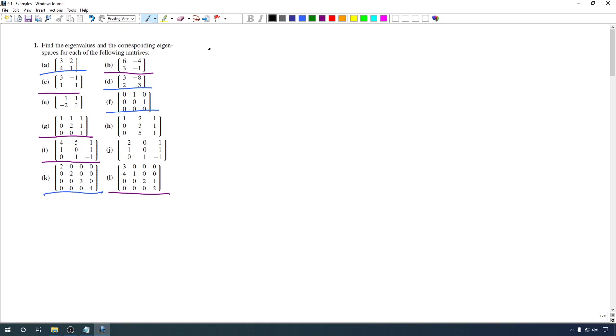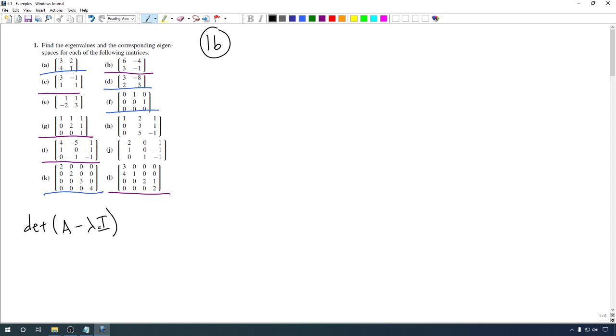So let's just start with B. 1B. We have our matrix 6, -4, 3, -1. We want to find out what are the eigenvalues of this matrix. So remember, what we need to look at is our characteristic equation. We're going to take the determinant of A minus lambda I. What does A minus lambda I do?